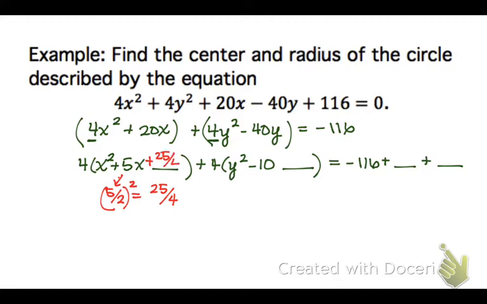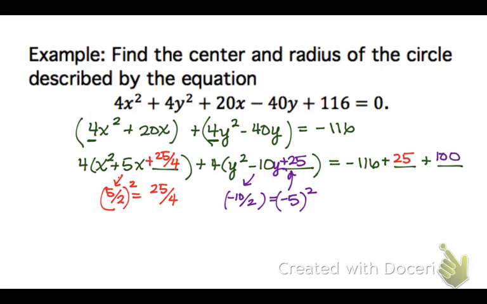Now the reason I left it as a fraction is because when I distribute 4 times 25 over 4, it's 25. Because we're not adding just 25 over 4. When there's that number out in the front we have to distribute, that's actually what we're adding to both sides of the equation. The same thing is going to happen with the y variable. So -10 divided by 2 is -5. -5 squared is 25. But I'm not just adding 25, I'm adding 4 times 25, which would be 100.